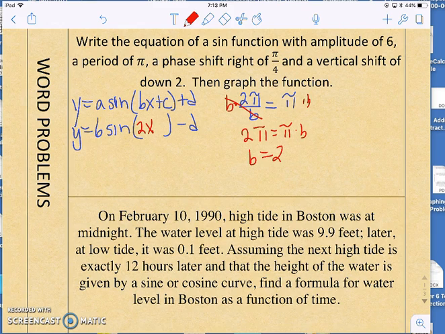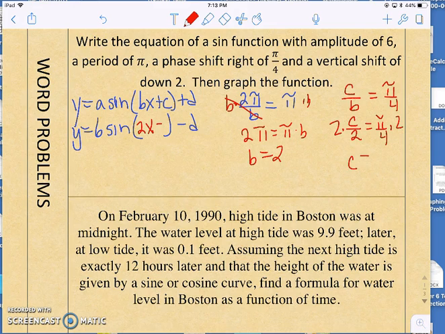And then we have to do our phase shift. It's to the right, so that's going to be minus. And our phase shift is c over b, and we know that equals pi over 4. Well, we know our b value is 2, so c over 2 equals pi over 4. We'll solve for c by multiplying by 2. So c equals 2 pi over 4, which reduces down to pi over 2.